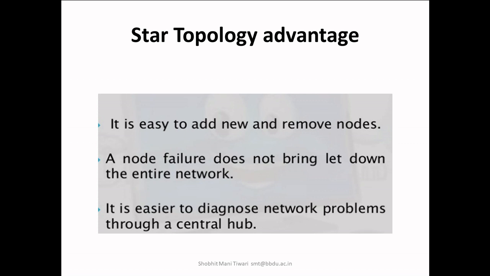First, it is easy to add new nodes and remove nodes. New nodes can be added very easily and other nodes can be removed very easily in the case of star topology. Second point, a node failure does not let down the entire network. It's easy to understand. Next point, it is easier to diagnose network problems through a central hub. Let's verify all these 3 points with the previous representation of star topology.